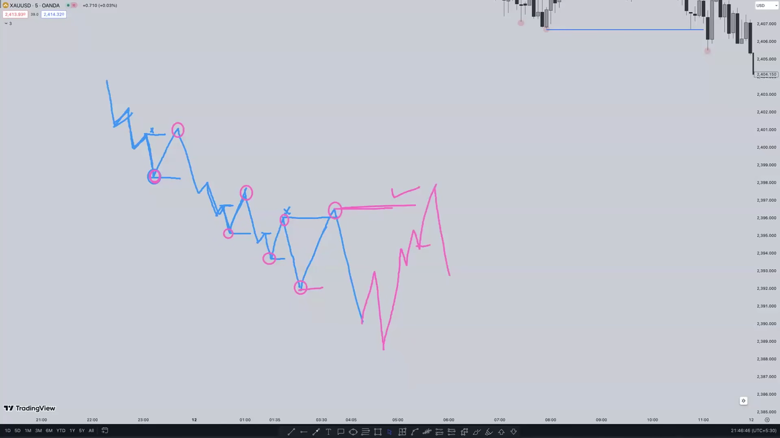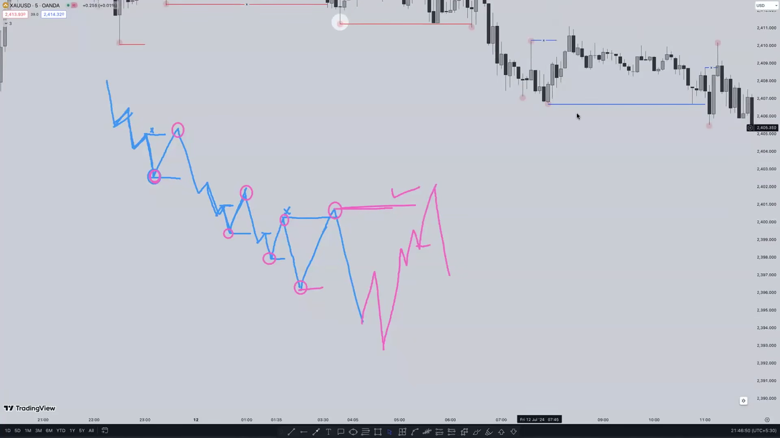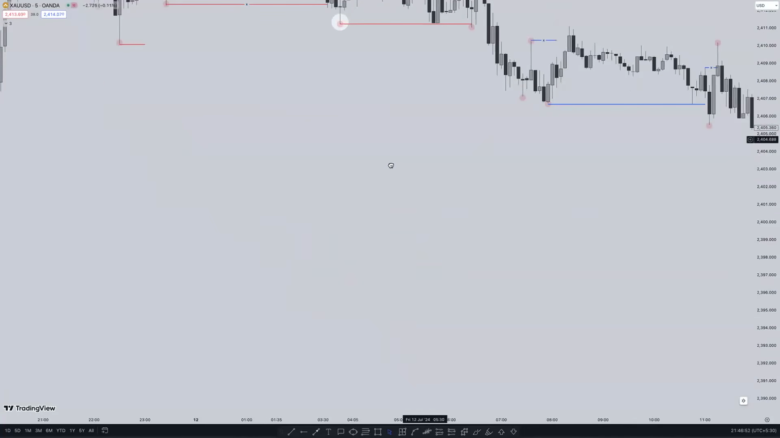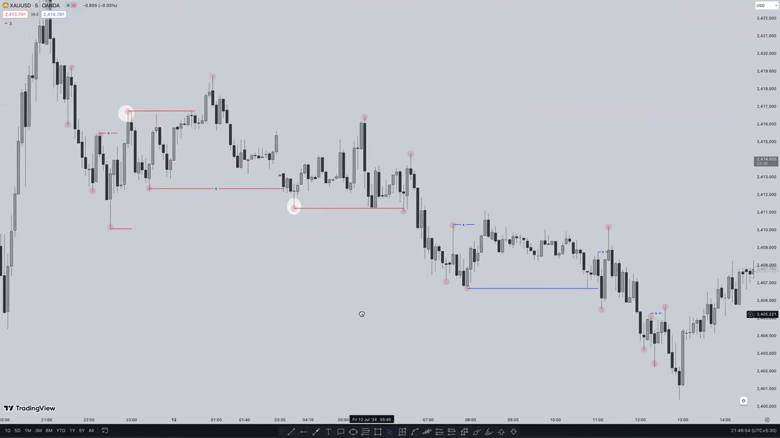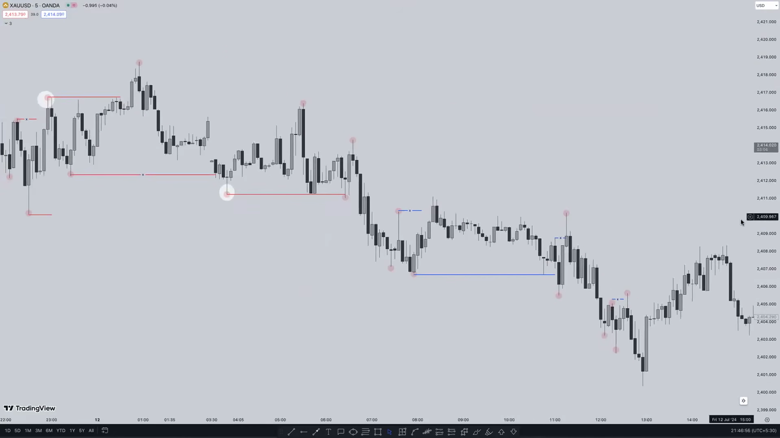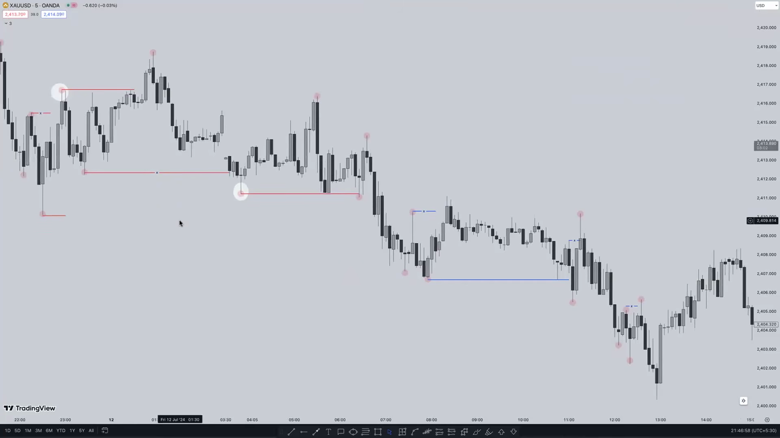I will show you on the chart, but why are you not focusing there? Look at this one. I'm marking this one. This is what I'm explaining here.